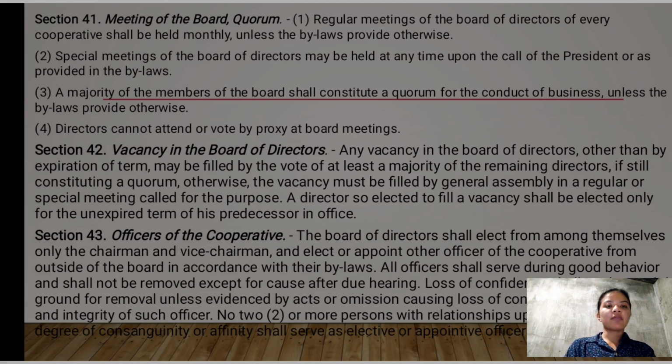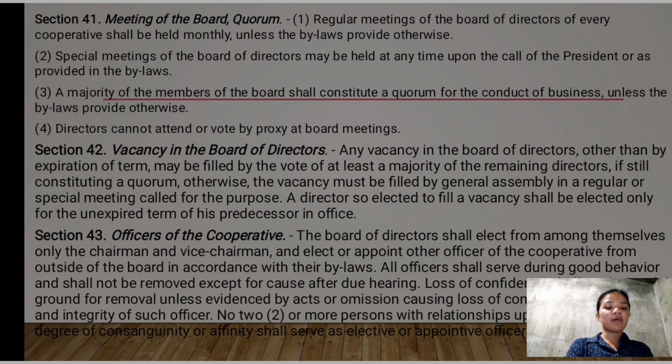Section 42, it explains how a vacancy on the board of directors is handled. First, if a vacancy occurs, except due to the expiration of a term, it may be filled by a majority vote of the remaining directors, provided they still form a quorum. Second, if the remaining directors cannot form a quorum, the vacancy must be filled by the General Assembly in a regular or special meeting called specifically for this purpose.